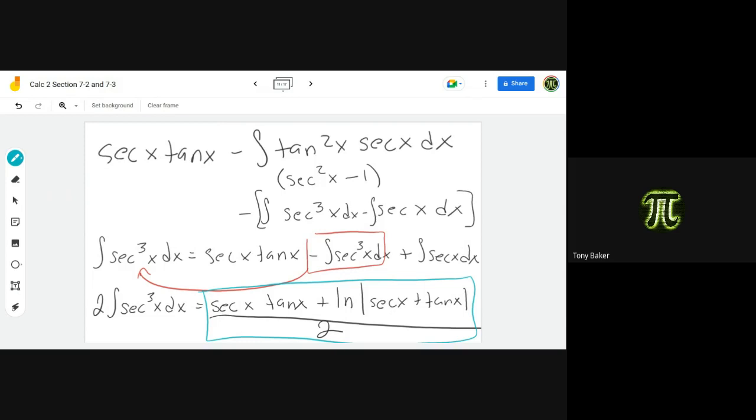I don't know where secant x tan x is. It's still here. So this part right here, I just did that part right here. I just didn't keep writing secant to the third. That came down once I cleaned it up.